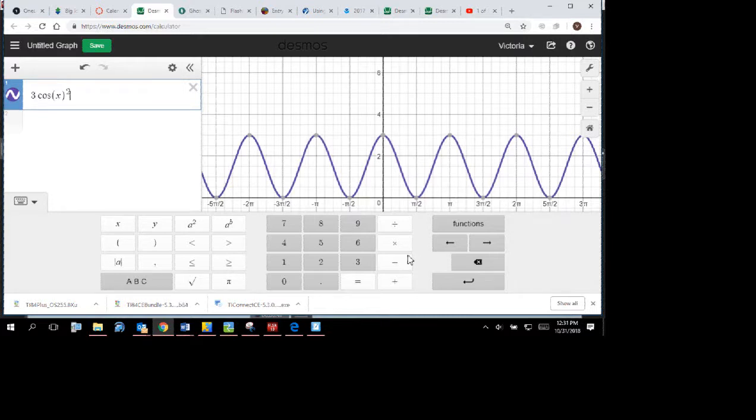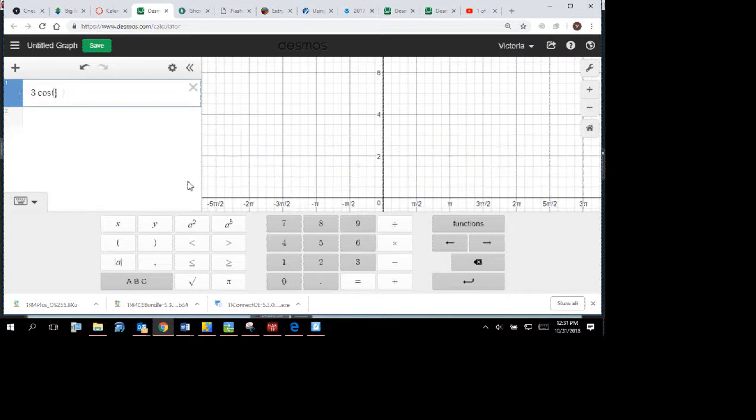How did you type it in? I just typed in cosine, like COS, and then I clicked the A squared button, and then X. Oh, you used the A squared button? Let me see. And you had the 3 in there? The parentheses, and then A squared, X.